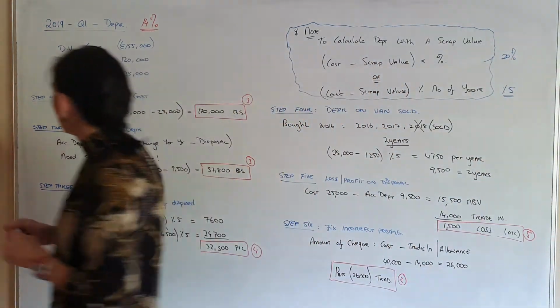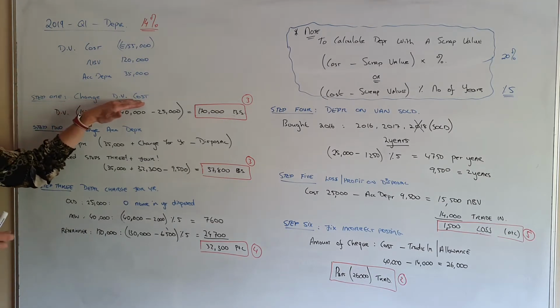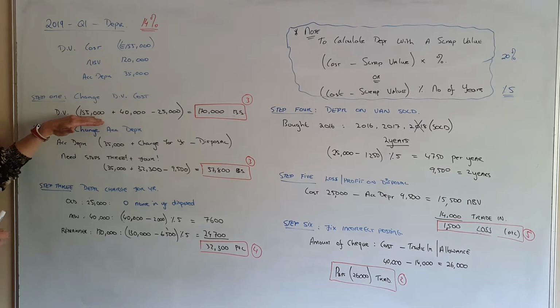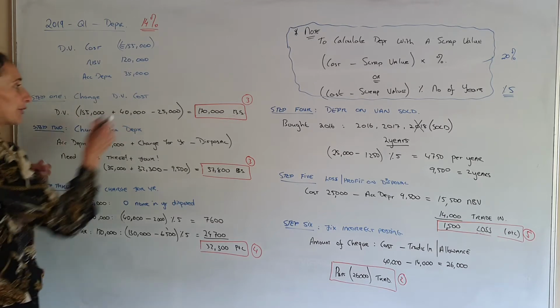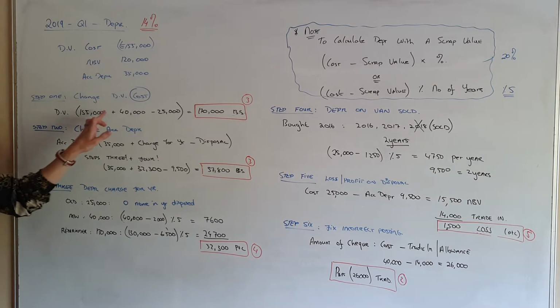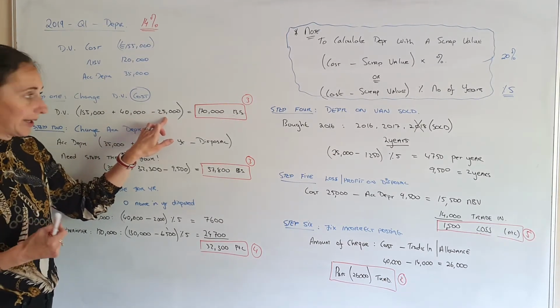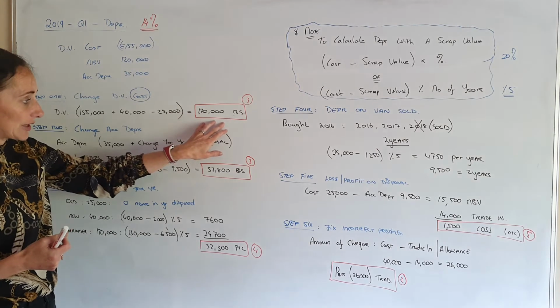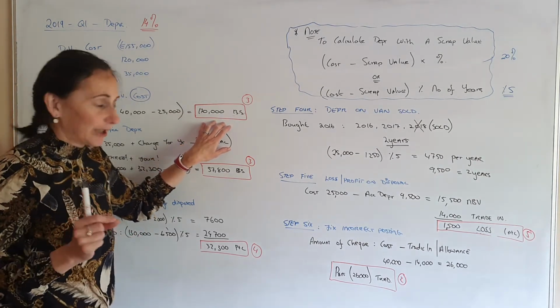Okay, so if we look at this, we're going to go through the very same steps that we always do. So step 1, always change the delivery van cost. The original cost is 155,000. That figure came from your balance sheet. You add on the cost. Now, remember we're doing cost, so everything that you put in here has to be cost. So you add on the cost of the new van and take away the cost of the old van. So your new cost for your balance sheet is 170,000. Straight away put that in.